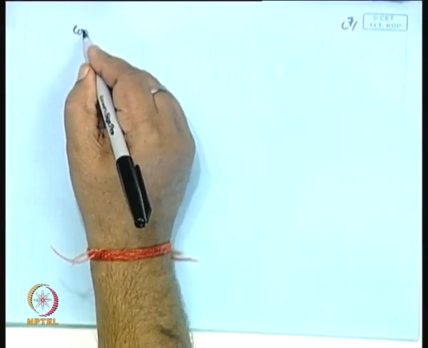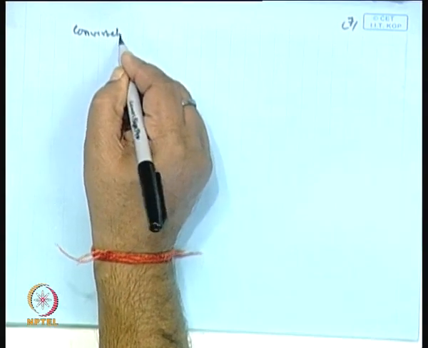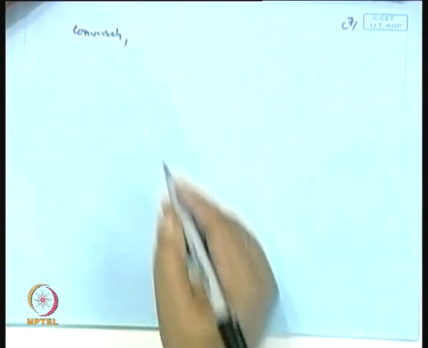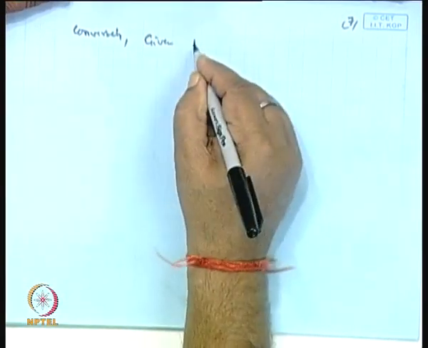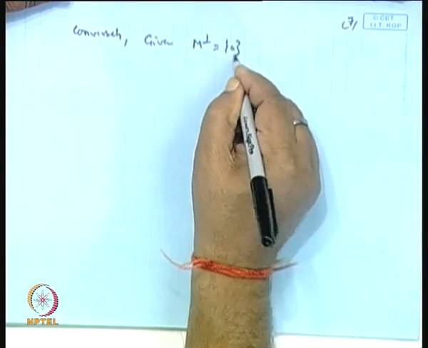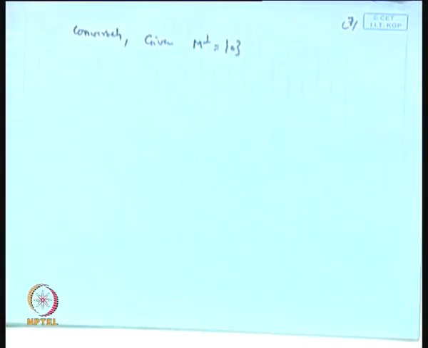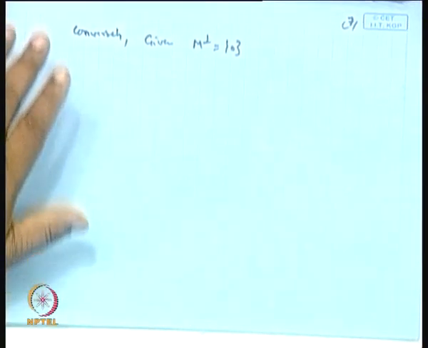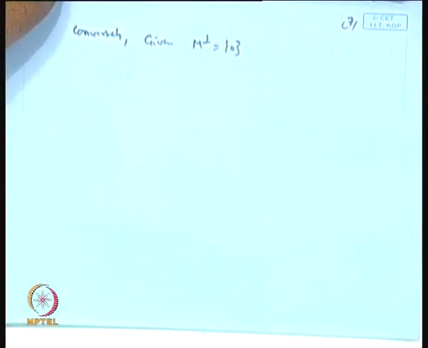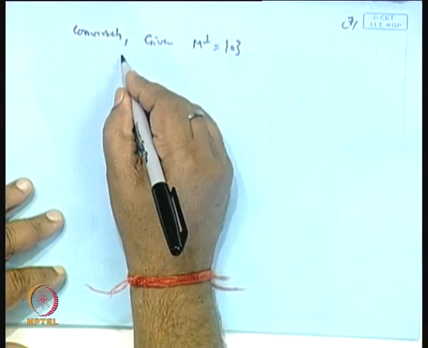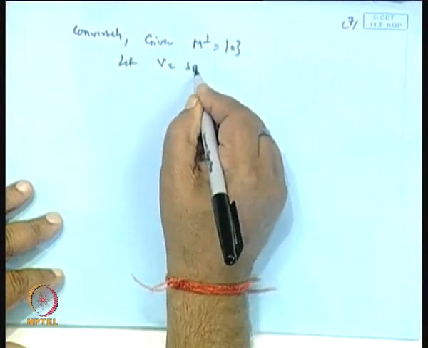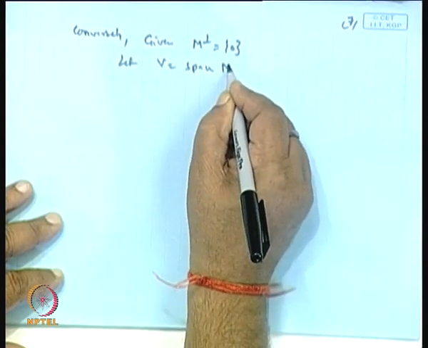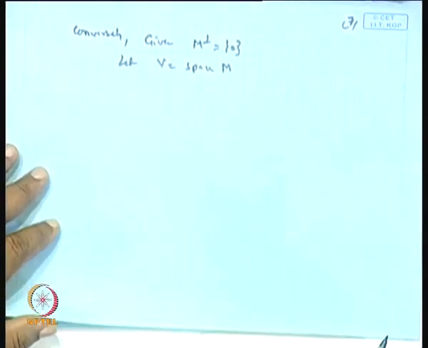Now, conversely, suppose M perpendicular is the singleton set 0. Then we have to show that the span of M is dense in H. So, let V be the span of M.